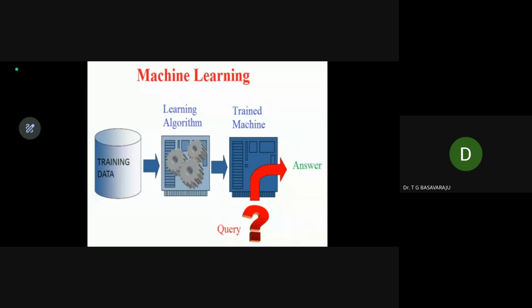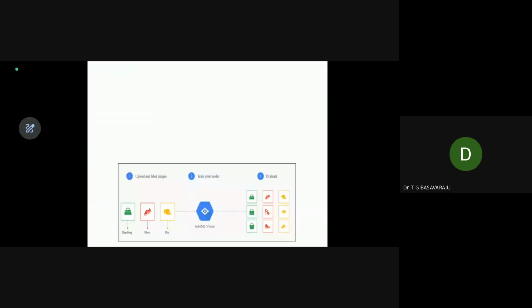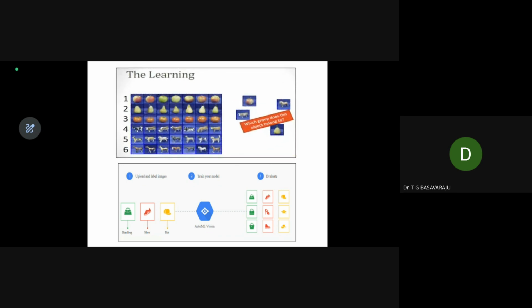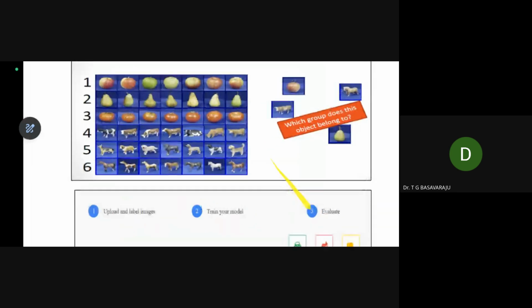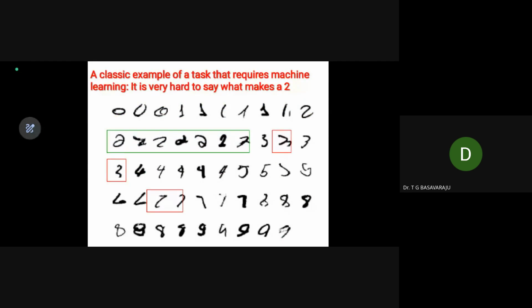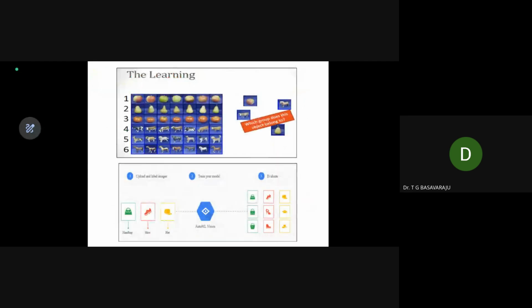So coming to machine learning, we'll have the training data, a learning algorithm, and the trained machine, and whatever query we ask the trained machine, it should be able to answer us. That is nothing but the prediction that we are going to make. One example I've shown here: you can see there are different kinds of fruits, so you can do the classification using the machine learning algorithm, and also you can use it for some shopping applications as shown in the second diagram.